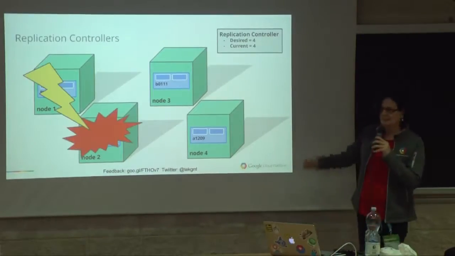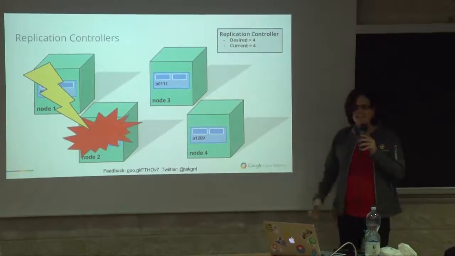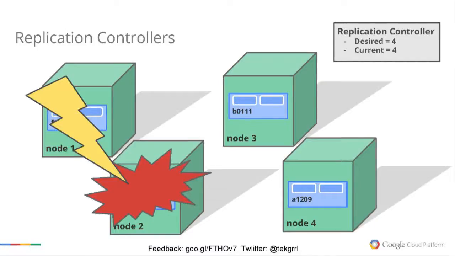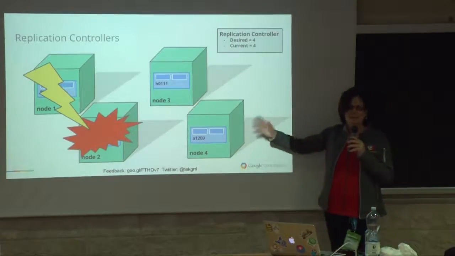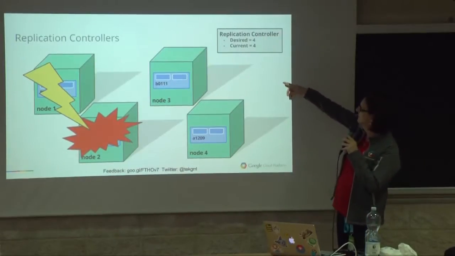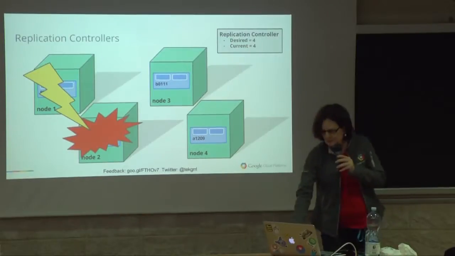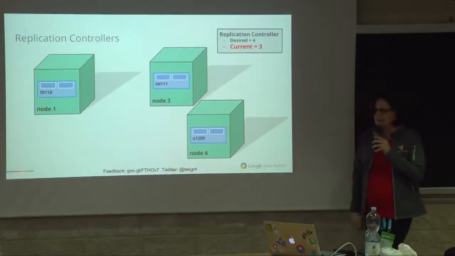But what happens if that happens? So a lightning strike, something like that, hits the data center. Something tragic happens. One of my friends spilt coffee on his laptop this morning. Something tragic happens and one of these pods goes away. So desired state equals four, current equals four. We go down to this, where we only have three running.